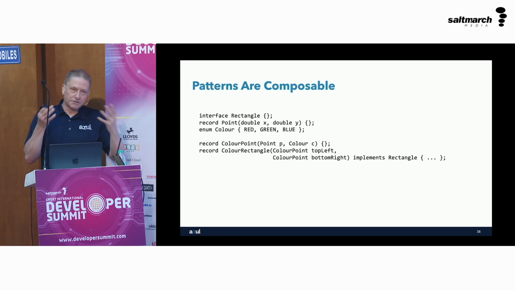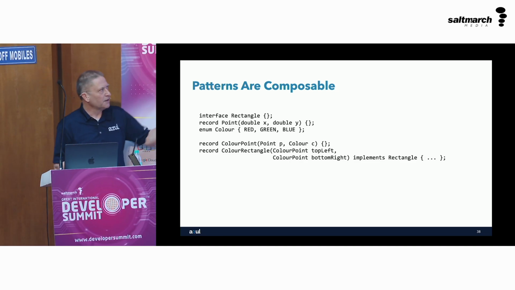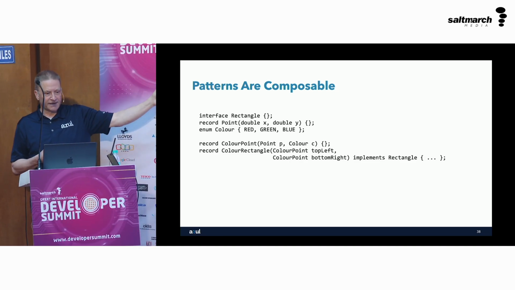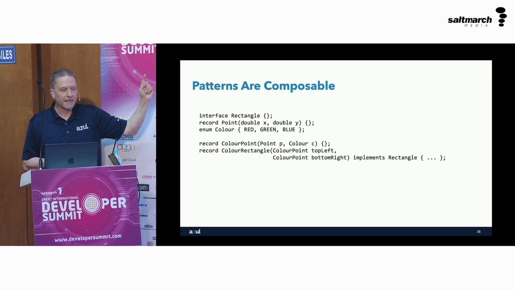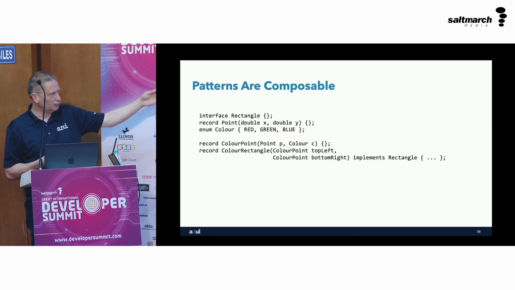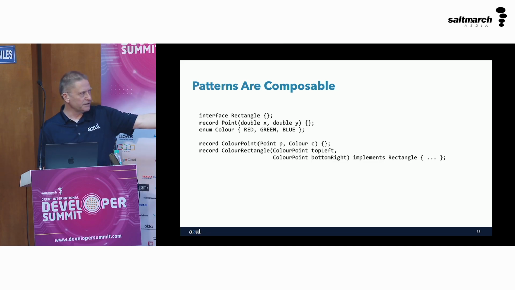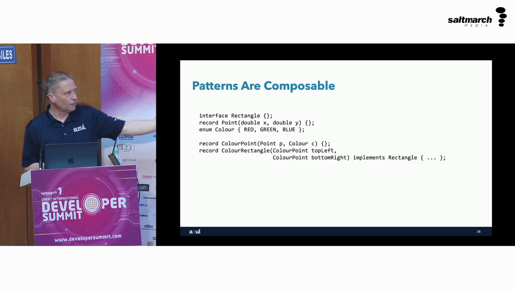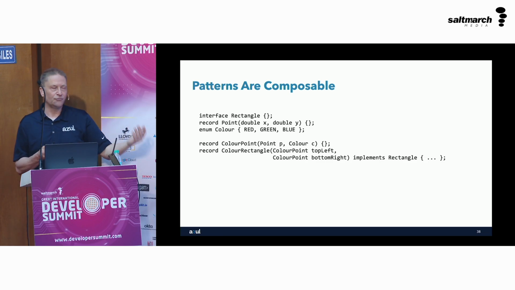So let's take this a little bit further, because patterns are also composable. You can compose them together. Let's create an interface called Rectangle. We'll use our Point record again, so double x, double y. We'll introduce an enumeration for Color: red, green, and blue. And then we're going to have two new records, a ColorPoint, which will take a Point and a Color, very logically. And then we'll have a ColorRectangle, which will take a ColorPoint being the top left and a ColorPoint being the bottom right. And just to make our lives easier, we'll implement the Rectangle interface.